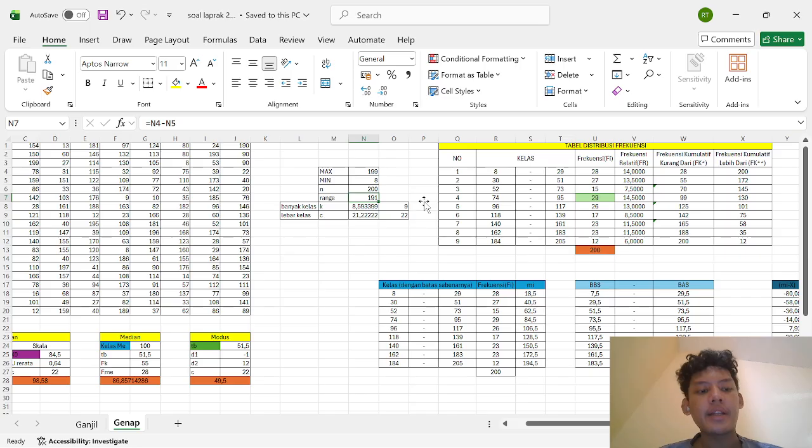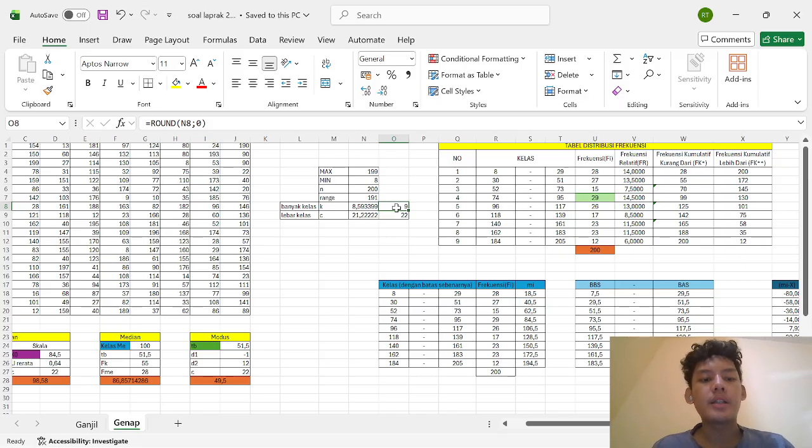Next, I determine the number of classes using Sturges' formula. This is the formula. It is used to determine the ideal number of class intervals based on the number of data. The result is usually rounded up. The purpose is to make the number of classes a whole number.